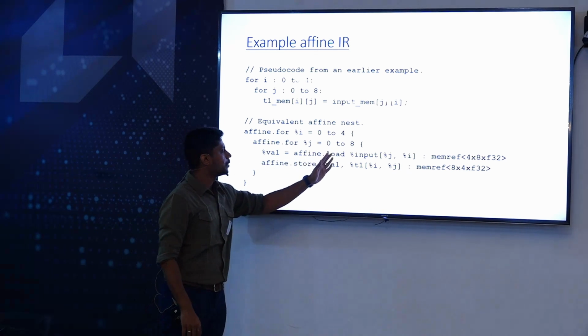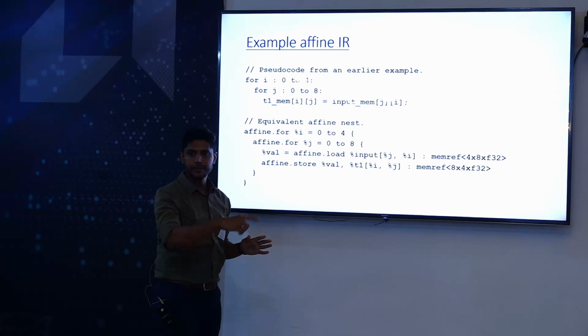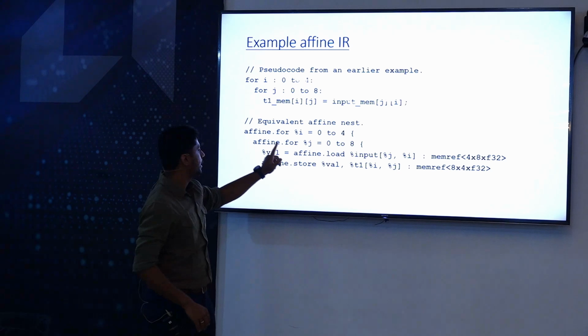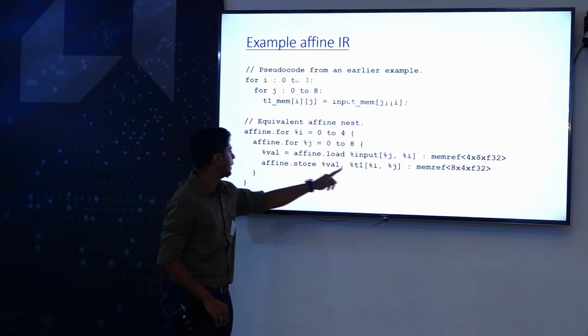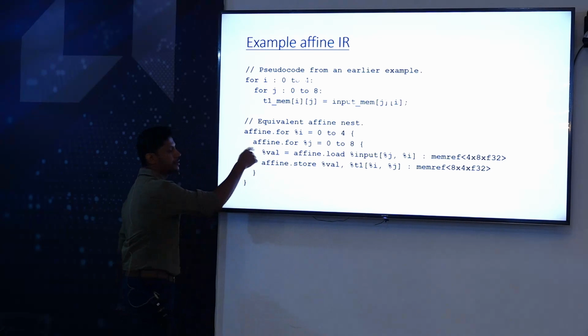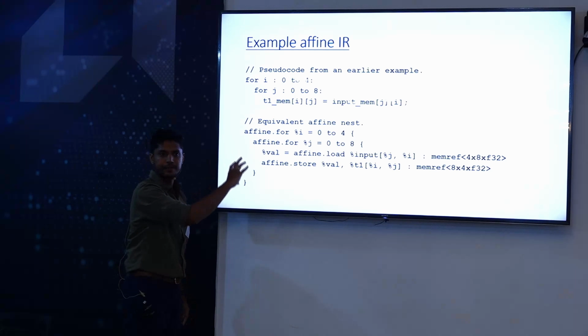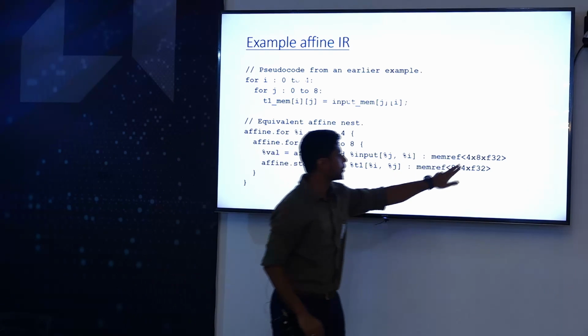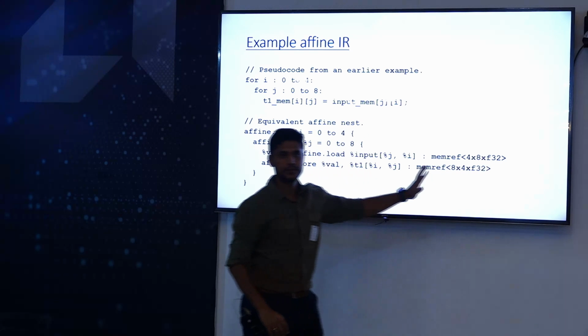J goes from 0 to 8, which means the maximum it can become is 7. And then you are loading from ji, you are storing at ij. All the SSA values usually have this percentage sign prefixed with them. Usually there are types. This is a memory reference of 4 cross 8 cross float 32.